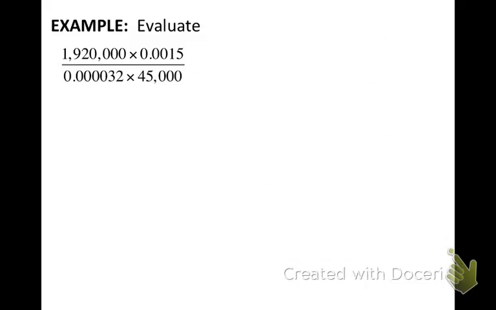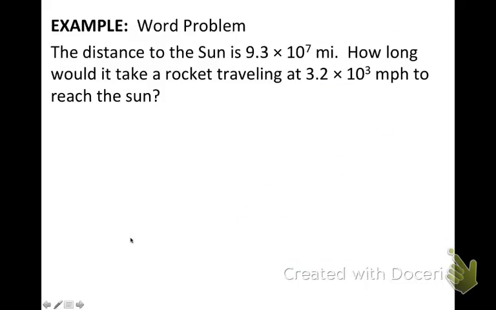Okay. Let's do a word problem. Why is there always a word problem? Because you gotta apply it. Distance from the Earth to the Sun is 9.3 times 10 to the 7th miles away. It's a lot of miles. How long would it take a rocket traveling at 3.2 times 10 to the 3rd miles per hour to reach the sun?